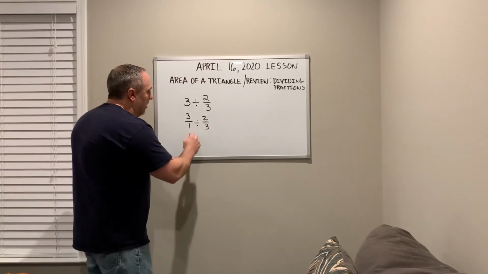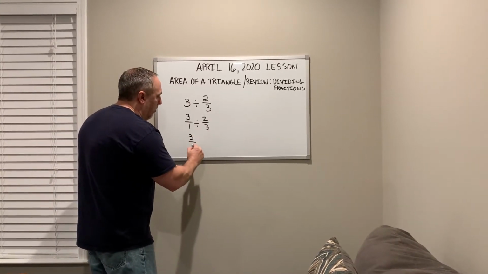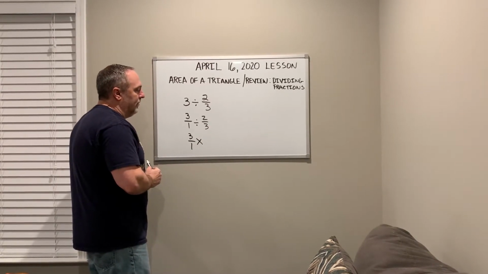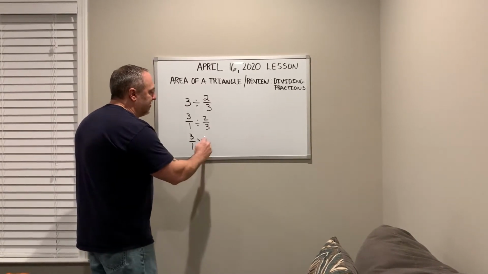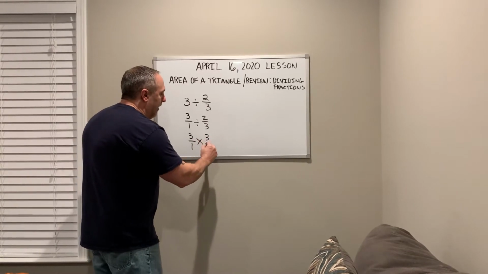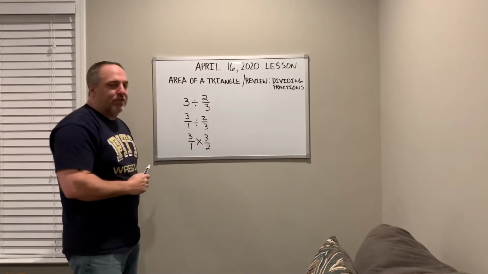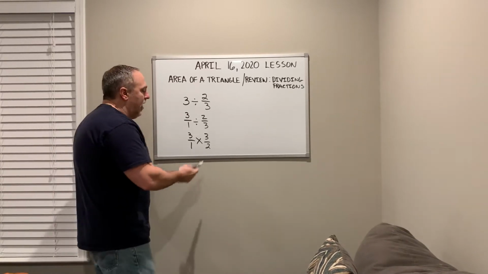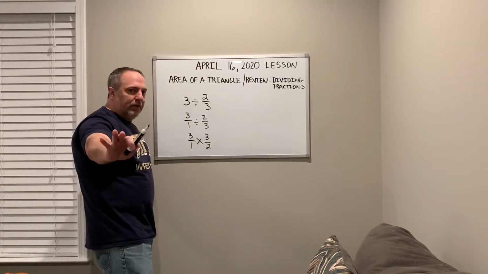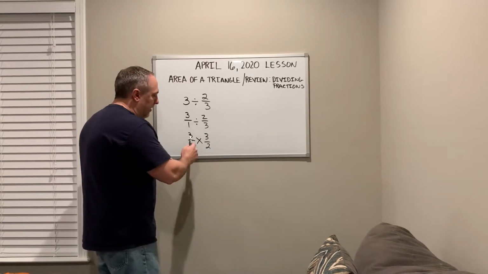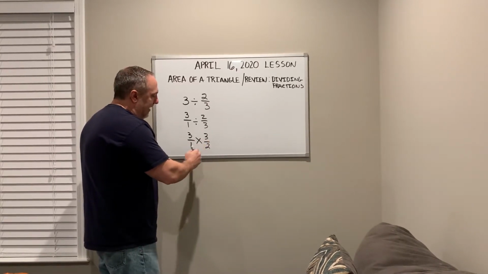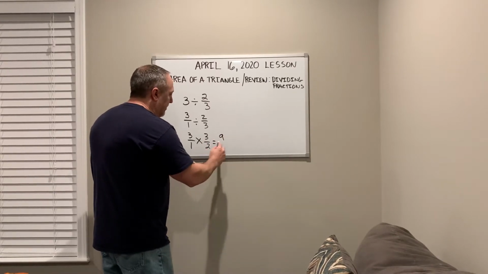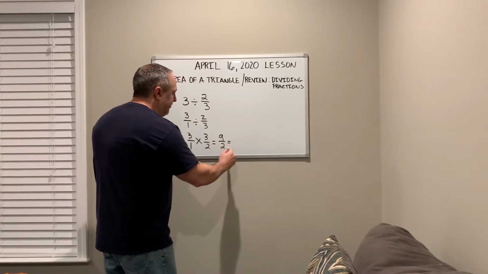All right? So we're going to keep the 3 over 1. We're going to change the symbol from a division sign to a multiplication sign. And we're going to flip the second fraction. That's called the reciprocal when you flip that. You have to do that. Now we can solve it just like we do with a multiplication fraction. I don't see anything to reduce here. So 3 times 3 is 9. 1 times 2 is 2.